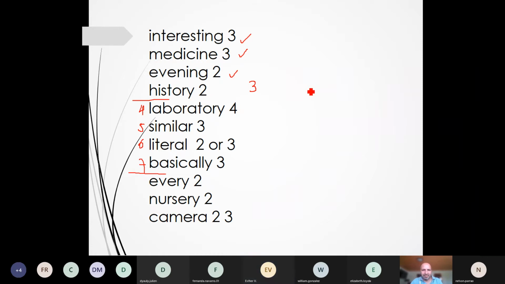All right, so the first one is laboratory. Sounds like 5, right? Laboratory. So you make it in 4 syllables. Similar, only 3 syllables. Now, literal can be pronounced using 3 syllables, or that could be the pronunciation of the word using only 2, eliminating the schwa that is in the middle. Remember that we see this spelling, but in general, 3, 4, 5 syllable words will always contain many schwas, as in the case of literal. And basically.